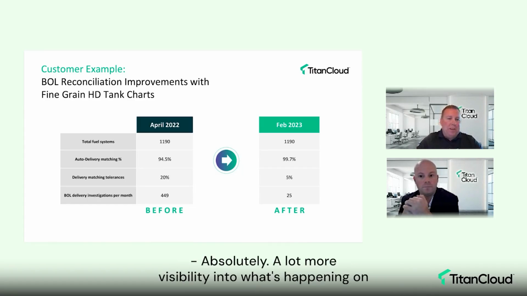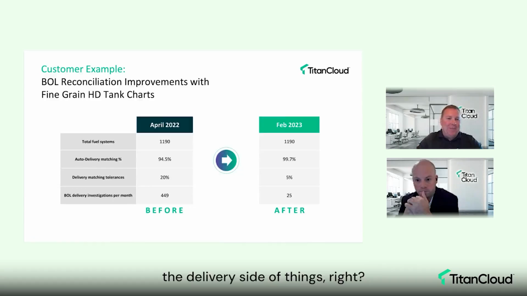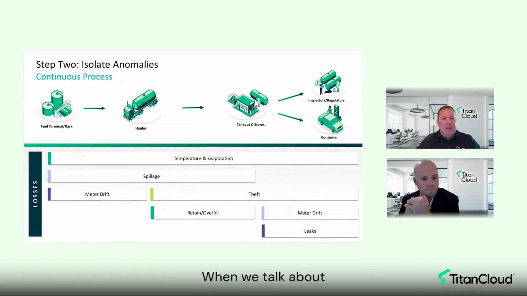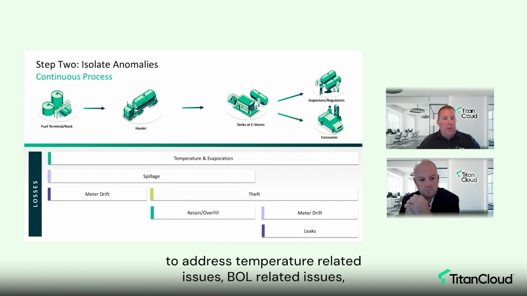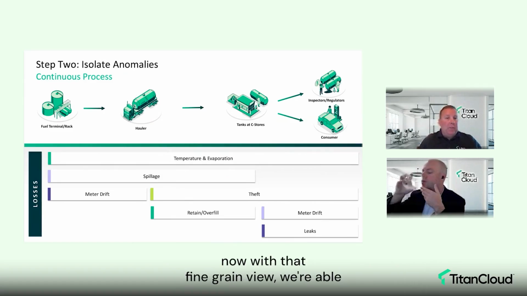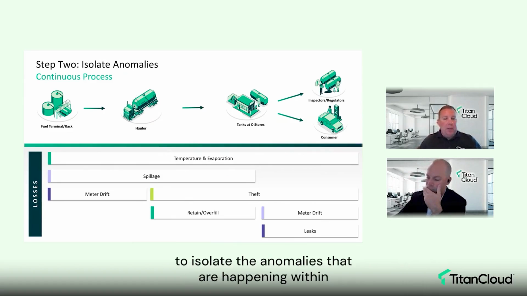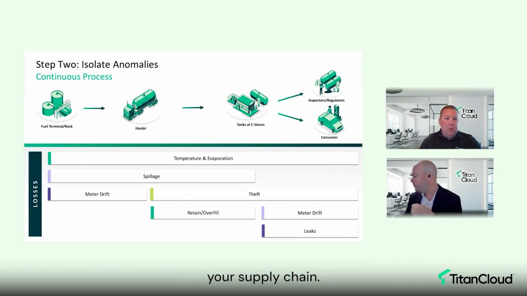Absolutely, a lot more visibility into what's happening on the delivery side of things, right? Mm-hmm. Yeah. And so when we talk about inventory variance as a whole, and the ability to refine the tank chart to address temperature-related issues and BOL-related issues, with that fine grained view, we're able to isolate the anomalies that are happening within your supply chain, right?